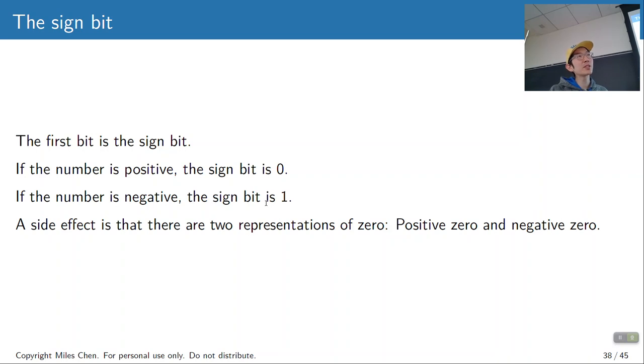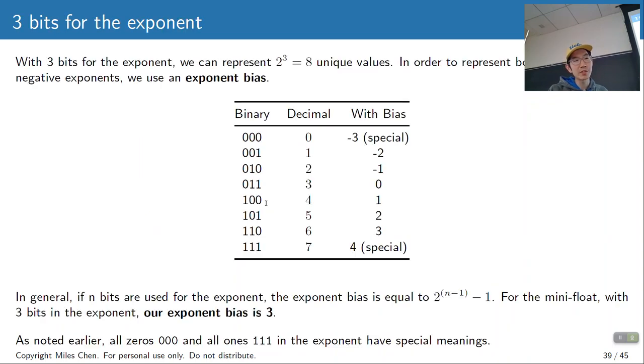A consequence of this is that we technically have 2 representations of 0. We have a positive 0 and a negative 0, which is a little bit of an oxymoron because 0 is neither positive nor negative, but with this we're going to have a positive 0 and a negative 0. With the 3 bits for the exponent, we have 8 unique values that we can have, right? 2 to the 3 is 8.